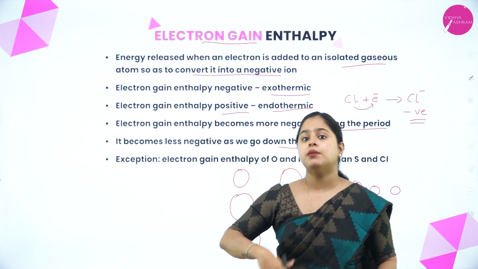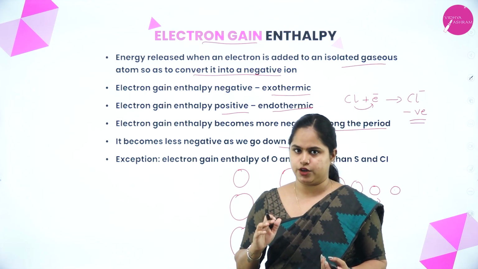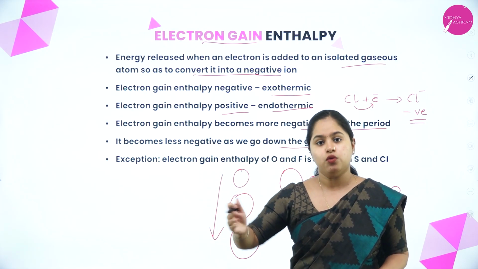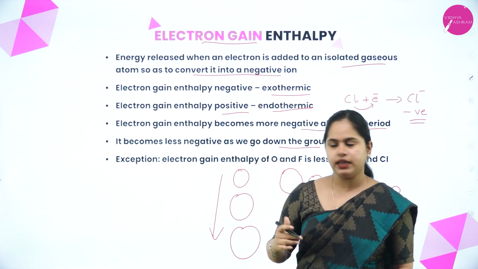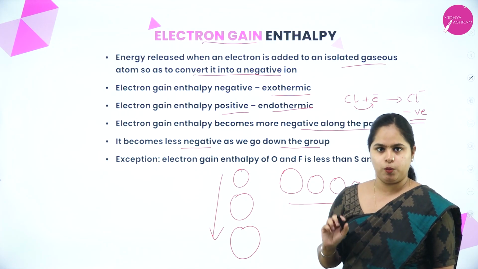So in this case, a particular amount of energy is to be given to the atom so that it accepts the electron. Right. So what happens when we move down the group? The negative value keeps decreasing. That is, it becomes less negative as we move down the group. So I hope it is clear.